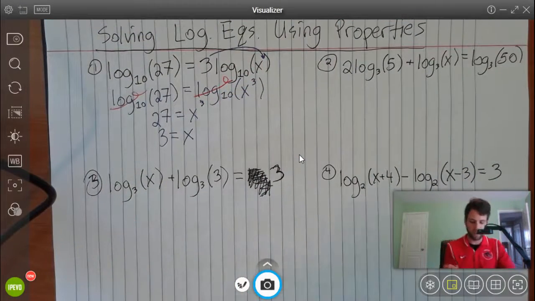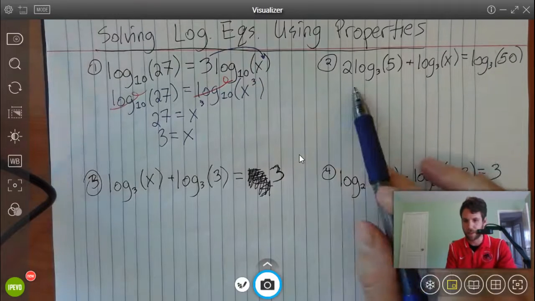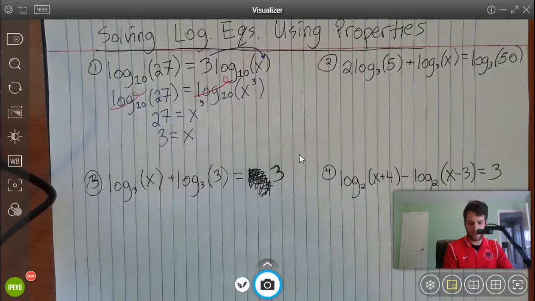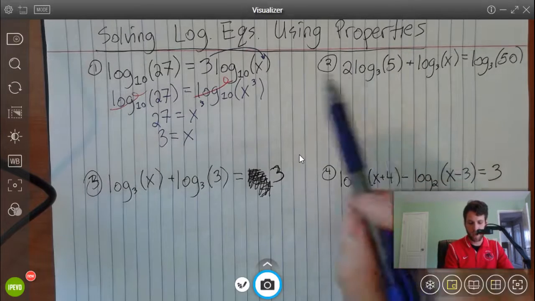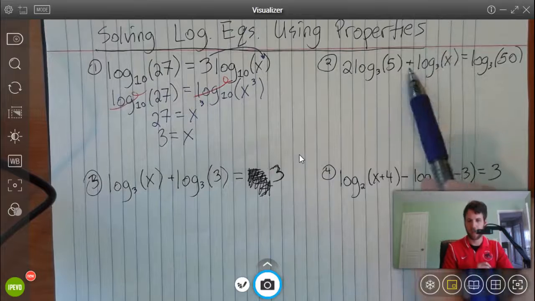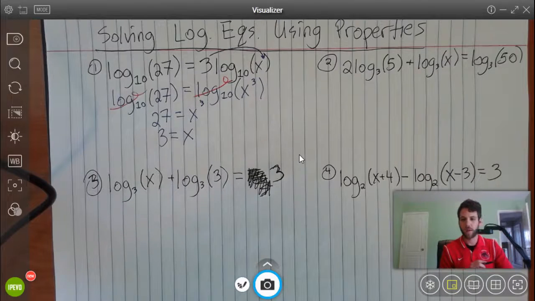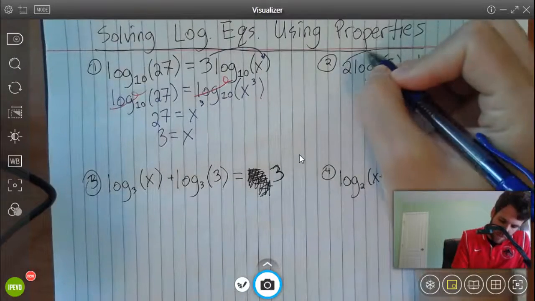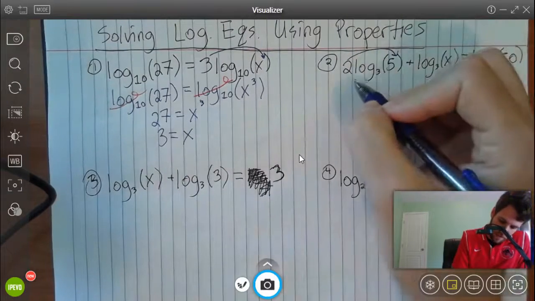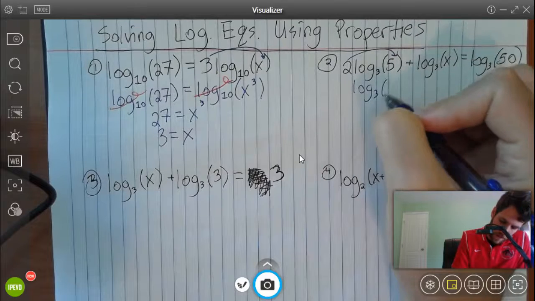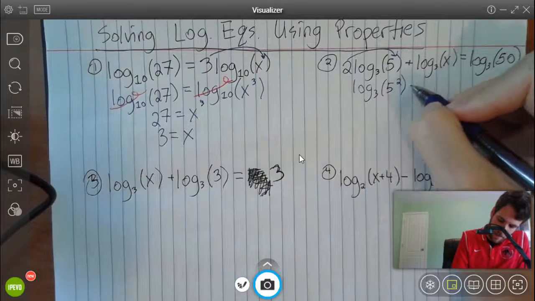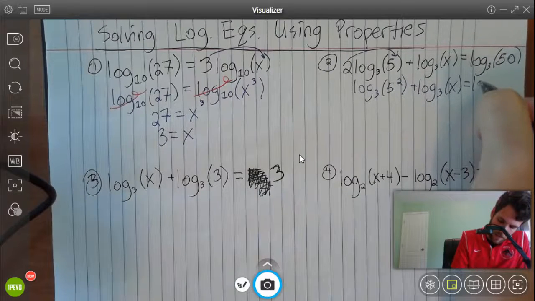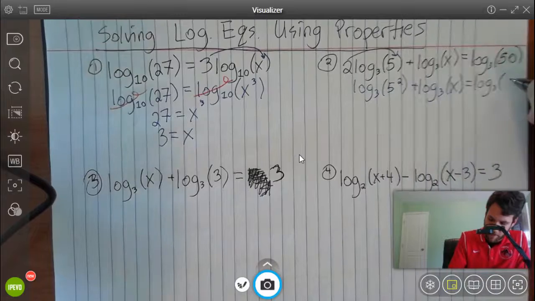Number two, if we look at the problem first, take a second to think about what you might do with this one. I see a 2 in front, so that's going to be the power rule again. I also see a plus sign, so that is going to be the product rule. So let's put the 2 in the front on top of the 5 first, rewrite everything, taking it one step at a time. And we didn't do anything to the right side of this equation.